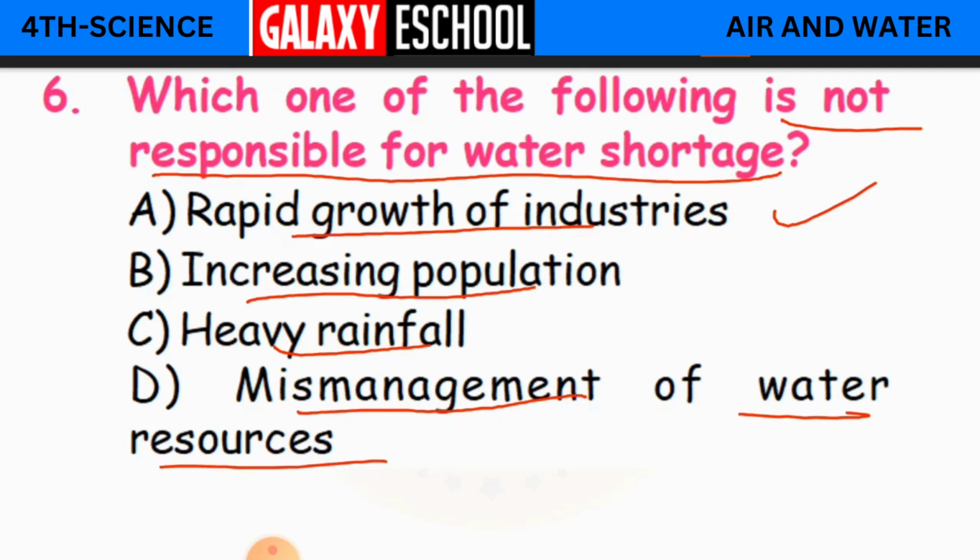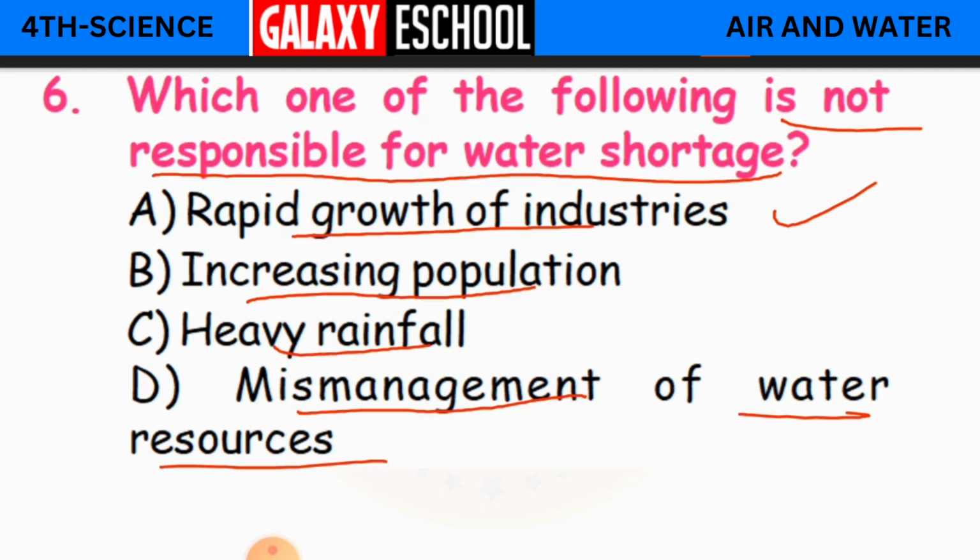Emerging, in the sense that many industries and factories are established. Because of that, there is much use of water. So even this leads to water shortage. And B is increasing population. As the population increases, what happens? We are going to use more water.